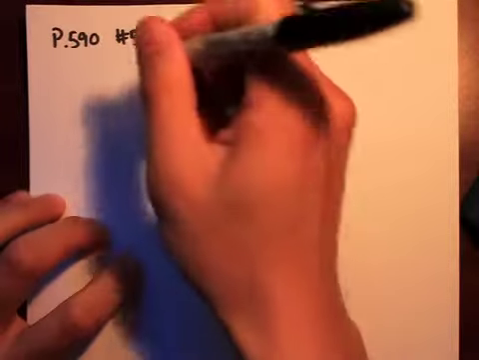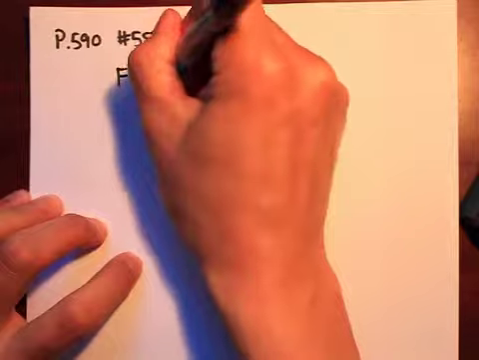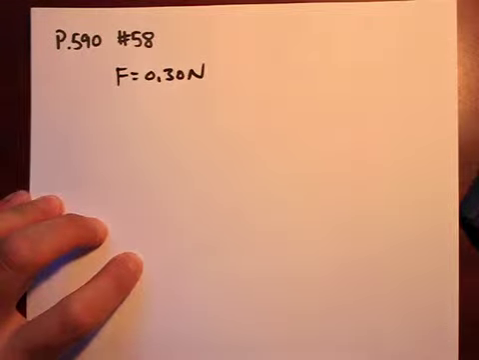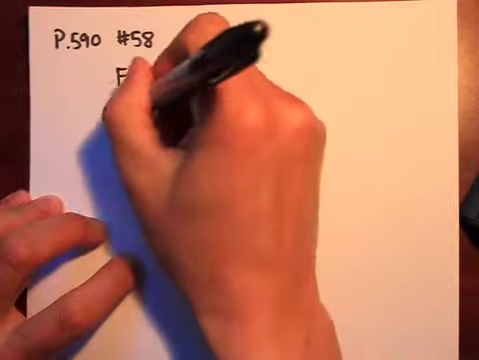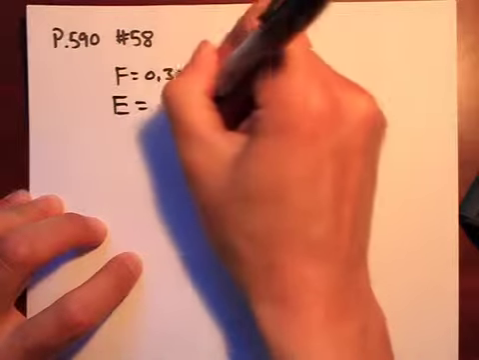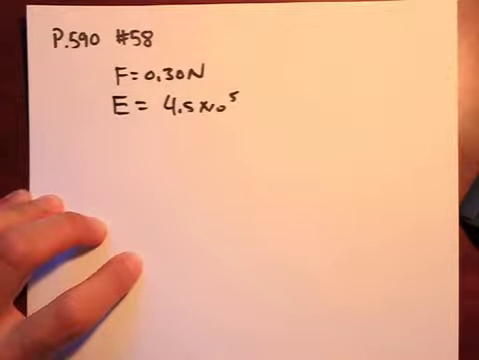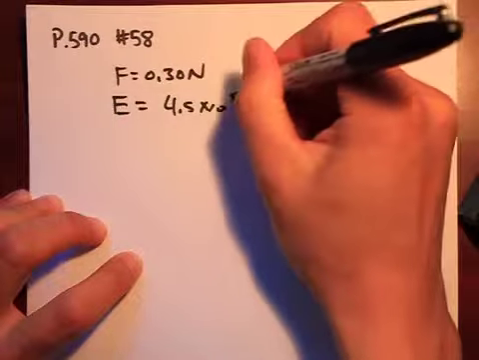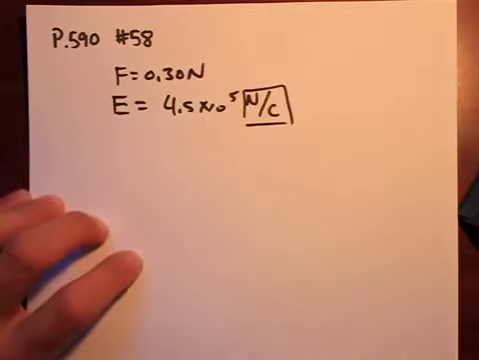Alright, so I'm going to go over some of the homework from Friday. It's on page 590, number 58. So basically the first question, 58, is asking that a test charge experiences a force of 0.3 newtons. So we know that there's a force of 0.3 newtons and it's placed in the electric field. So the electric field is E, and that's 4.5 times 10 to the power of 5 newtons per coulomb. So anytime you see that, you know that's your electric field.